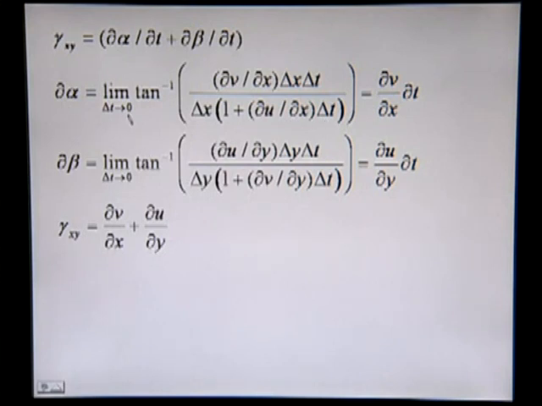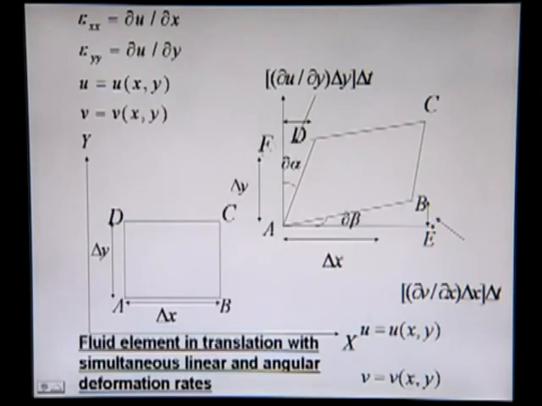If we have a limiting condition, because we have a point, so for a point we have limit delta t tends to 0, this is tan inverse, and this may be written as del v over del x into delta t. Similarly we have delta beta. Delta beta, we have a tan inverse of this distance travelled in y direction, del u over del y into delta y into delta t, this perpendicular distance, divided by this distance of AF.